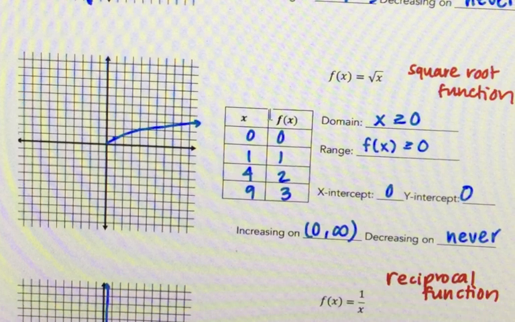Next one is the square root function. So when I look at that, talking about the domain, am I taking a square root of a number? Yeah. So what did we say? We can't take the square root of a negative. So in order to find the domain, I would take what's underneath the radical, which in this case is x, and I would say it can't be negative. So how do we say it can't be negative? It must be greater than or equal to 0.